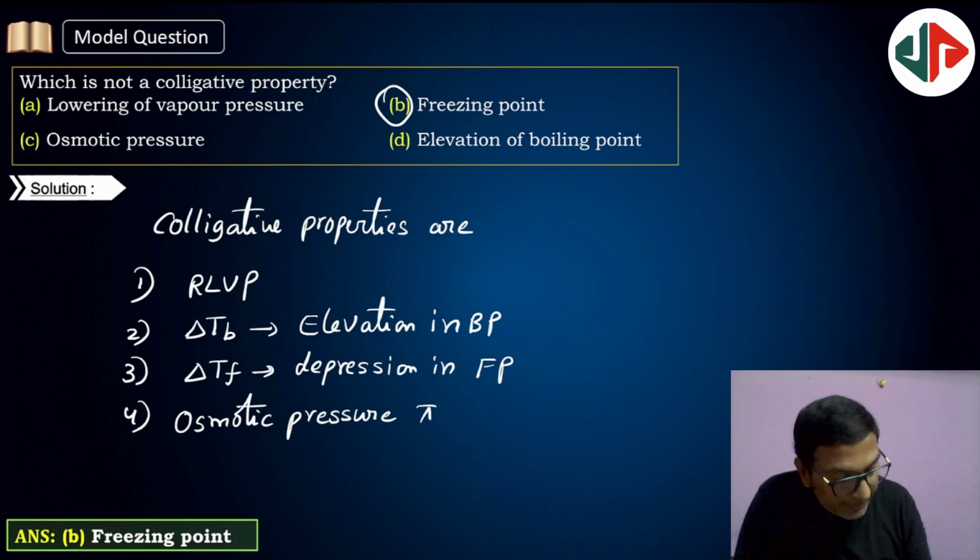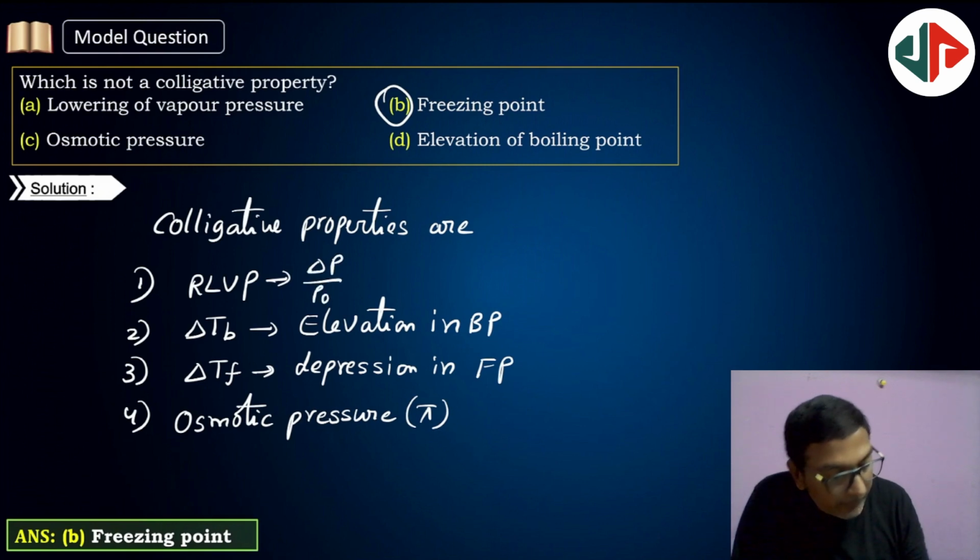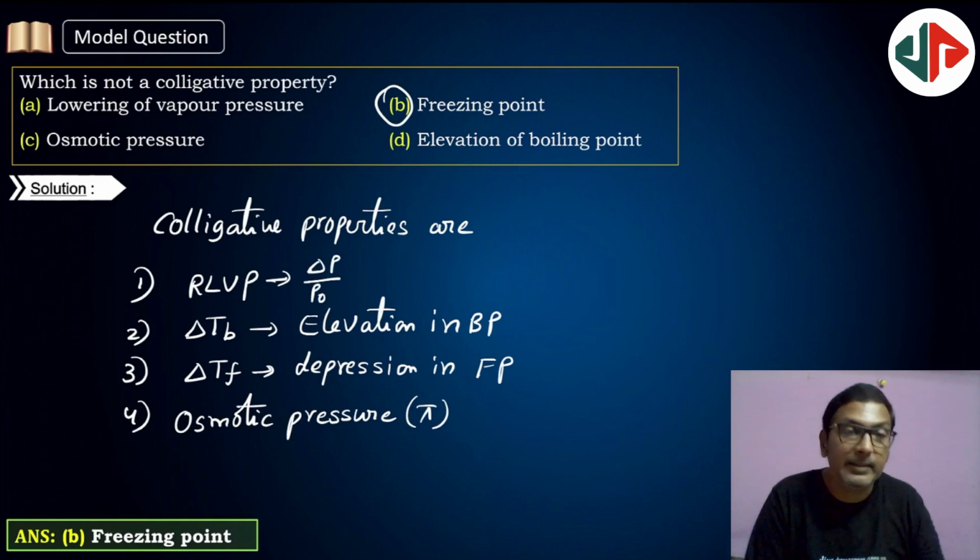Osmotic pressure, pi. So this is delta P by P naught. Delta P by P naught. Next.